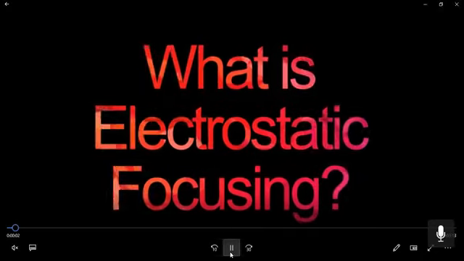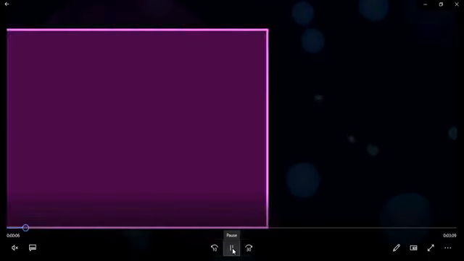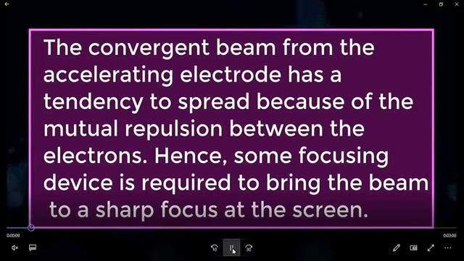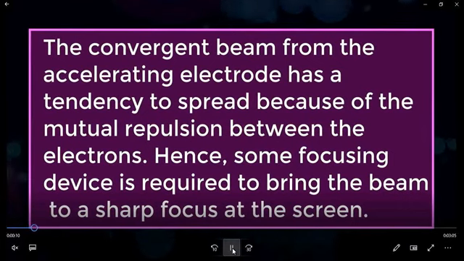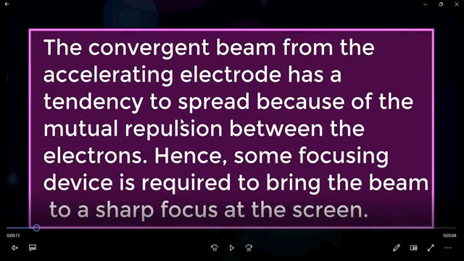Now let us see what is electrostatic focusing. The convergent beam from the accelerating electrode has a tendency to spread because of the mutual repulsion between the electrons. Hence, some focusing device is required to bring the beam to a sharp focus at the screen.